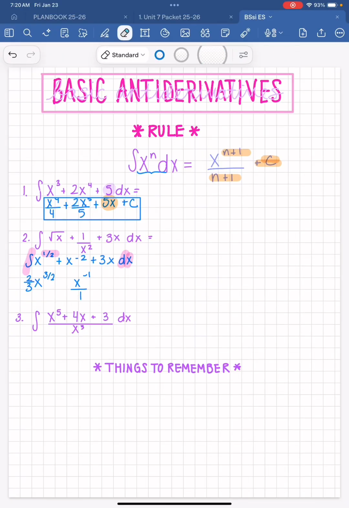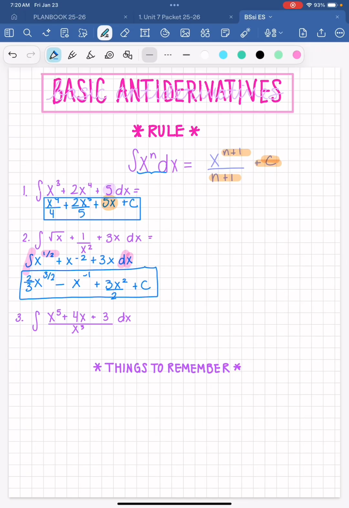So I'm going to make it a negative. And obviously I can eliminate the 1. Plus 3x squared over 2 plus c. I'm just going to erase this over 1. And then that is my answer. Okay?